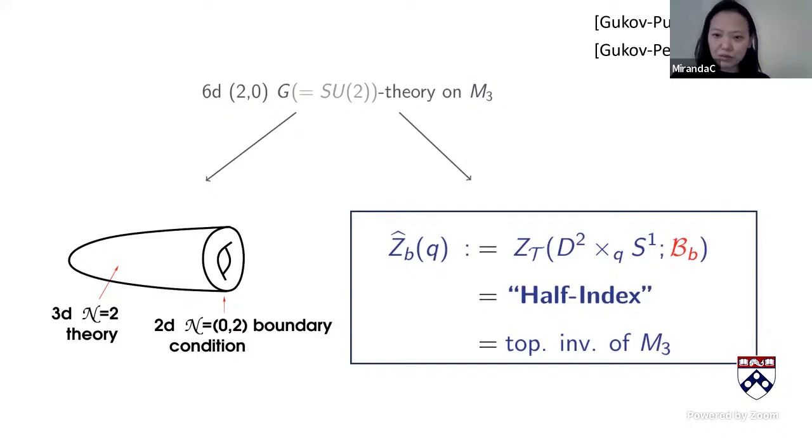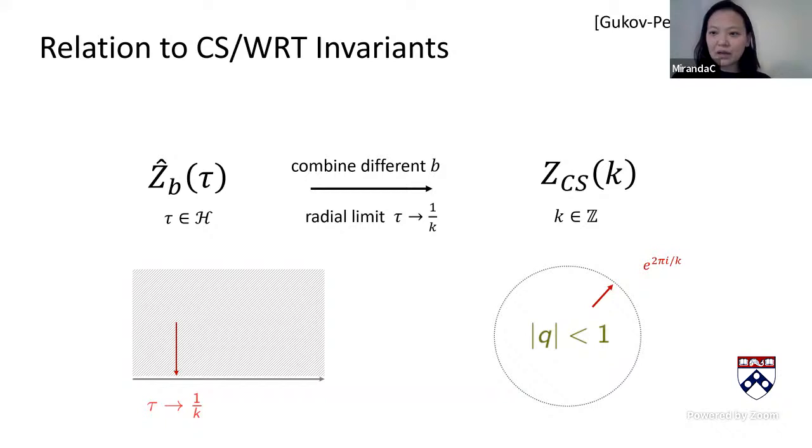So that's a fantastic proposal. And moreover, in this paper, they also proposed or conjectured the relation to the Witten-Reshetikhin-Turaev invariants. This relation involves 2 steps. We know the explicit formulas, but I'm just not reproducing them here. But in terms of the big picture, in the first step, you need to combine different boundary conditions labeled by this B in an appropriate way. And the second step, which is crucial, is to take the so-called radial limit.